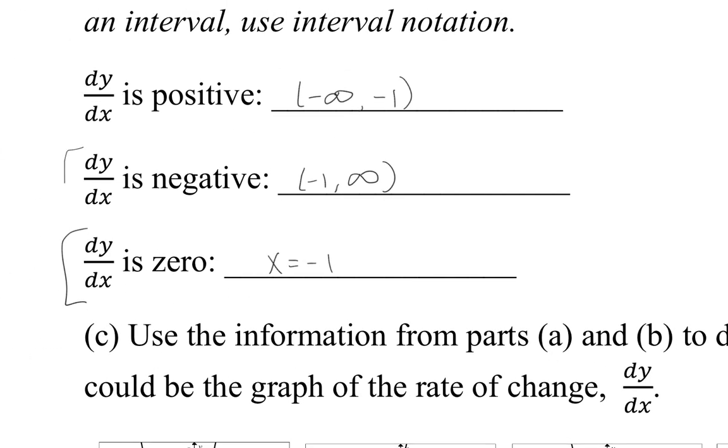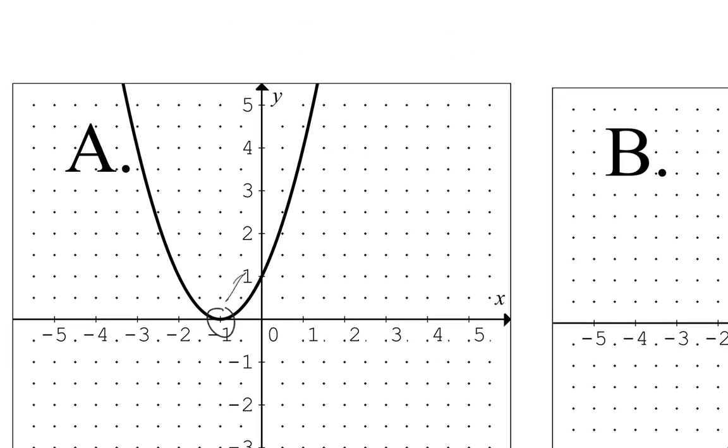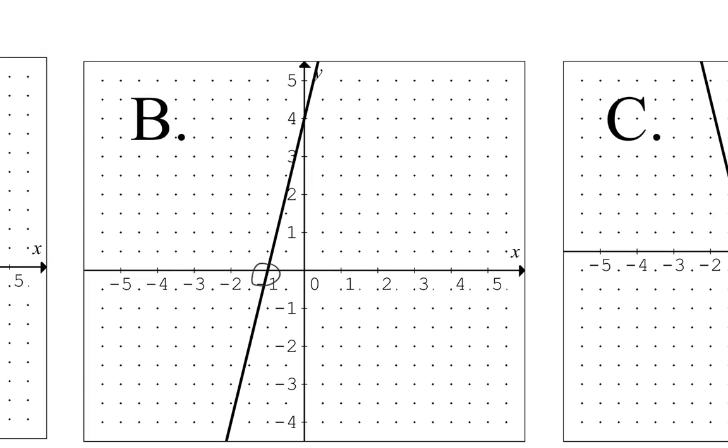Moving on, we know that dy dx should be negative from negative 1 up to infinity. So if we look to the right of here, this one is going positive, so it cannot be A, because our rate of change should be negative. It's positive here, where it should be down here. On to B, this suffers from the same issue. It's positive, where it should be negative, so we know B cannot be it.